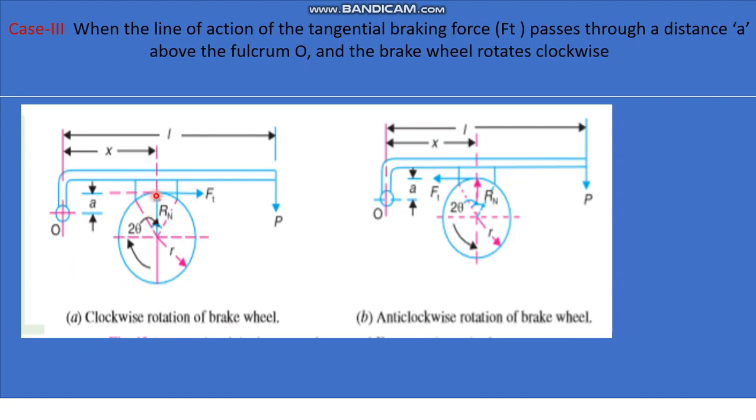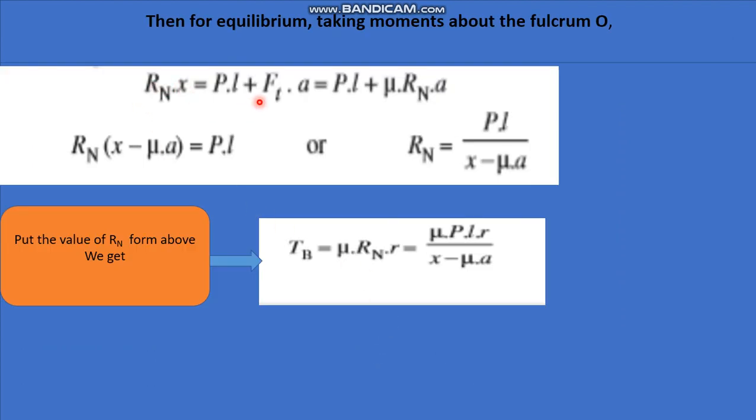You can see here this Rn rotates in anti-clockwise direction and the line of action of Ft is here, then we can rotate this force in clockwise direction about the fulcrum, and P will also rotate in clockwise direction. Now we can write here Rn x is equal to P L plus Ft a. This is anti-clockwise and these two forces are in clockwise direction. We can find the Rn and put the value of Rn in the braking torque equation. We get Tb, braking torque, is equal to mu P L R divided by x minus mu a.